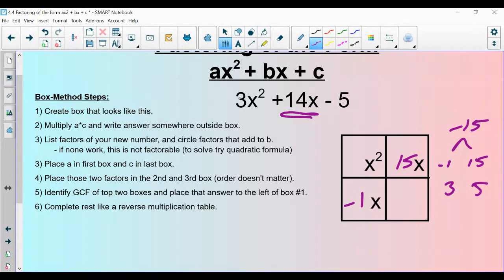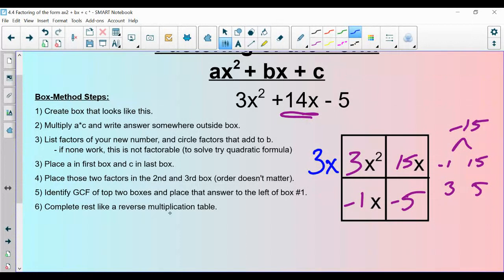Place A is 3 in the first box, and C is negative 5 in the last box. And then we go about trying to fill in the outside numbers. Remember, your first step is to look at box 1 and 2 and say what's common between them. 3 has factors of 1 and 3, and this one has factors 1, 3, 5, and 15. So the greatest common factor would be 3. This one has 2 x's, and this one has 1 x, so in common, they have 1 x.